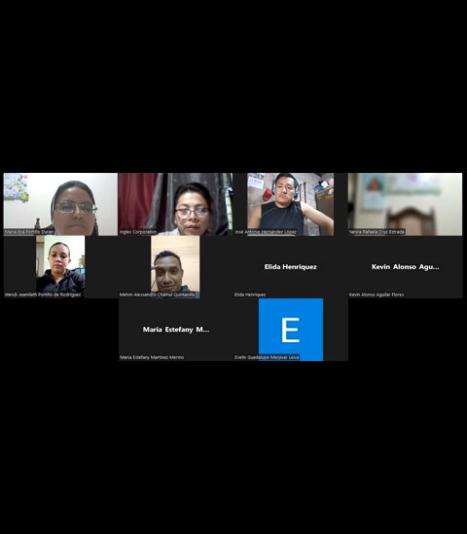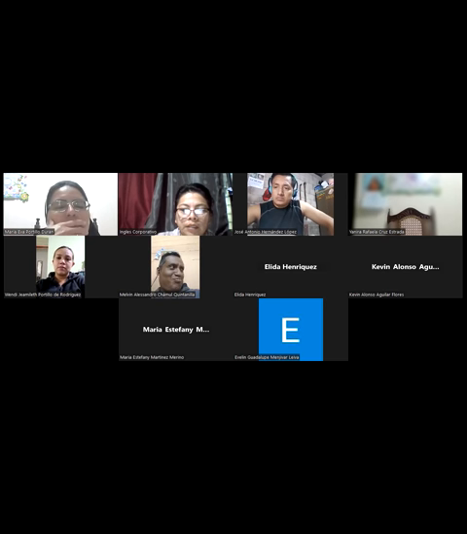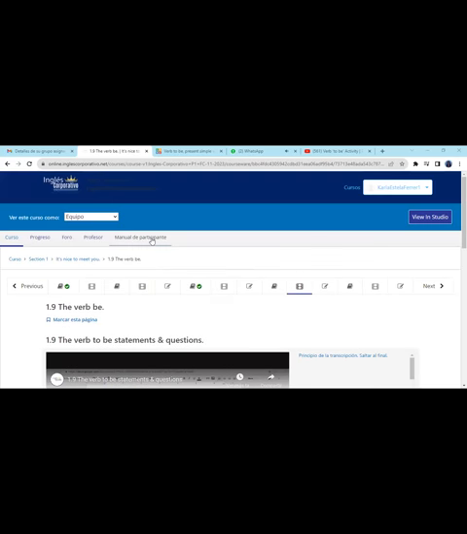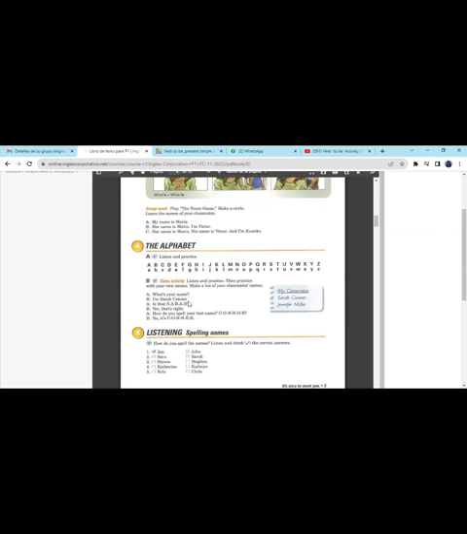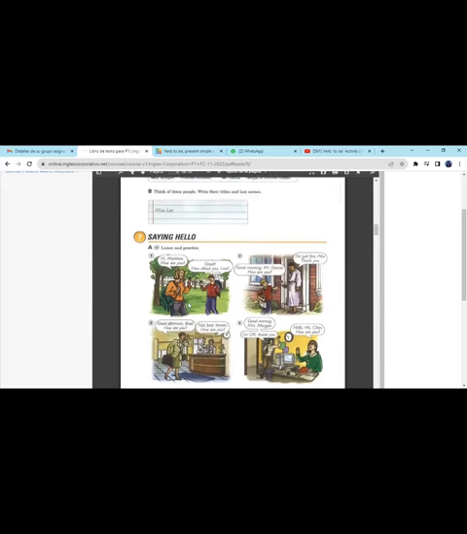Let's take a look at your book. Okay, in this section, remember that you can find your book here. And we are practicing simple present with the verb to be. Yesterday we studied the alphabet, and today we're gonna continue working with the verb to be. So if you want to continue practicing at home, you can refer to page number 5.